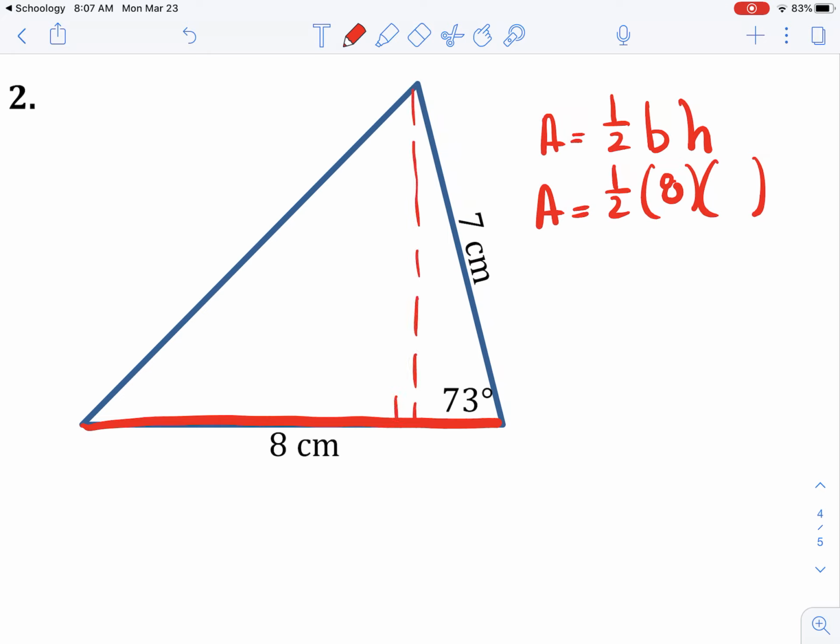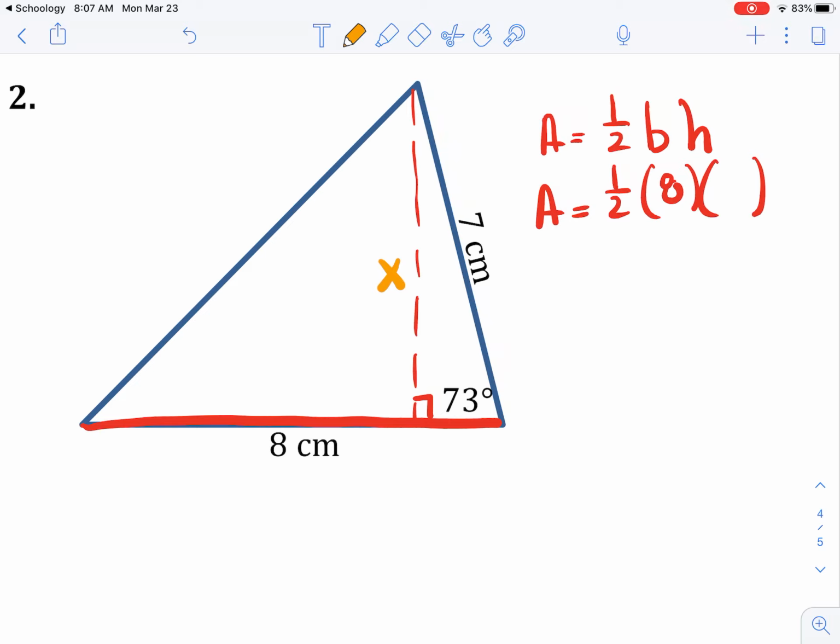My height is not drawn in, so I'm going to go ahead and draw in my height. So that's vertical to my base. I'm actually going to put my right angle here because it'll make you see what we're going to use easier. All right, so my height's unknown. I'm going to call it x.